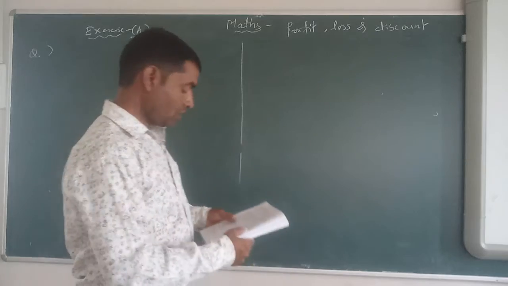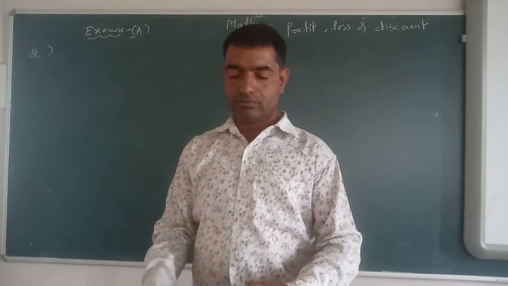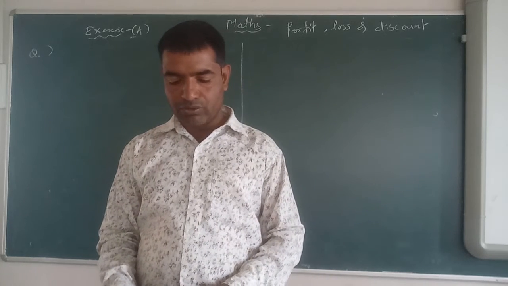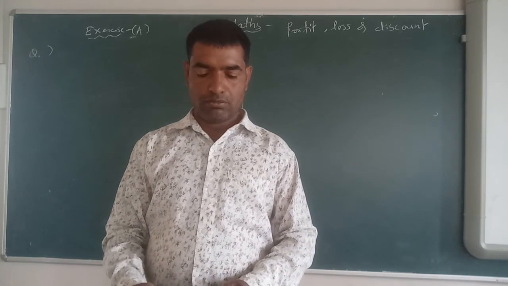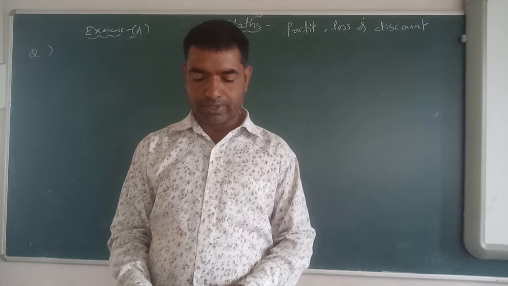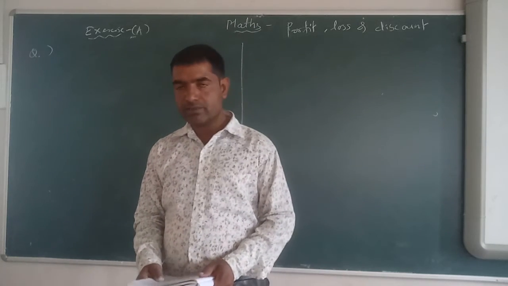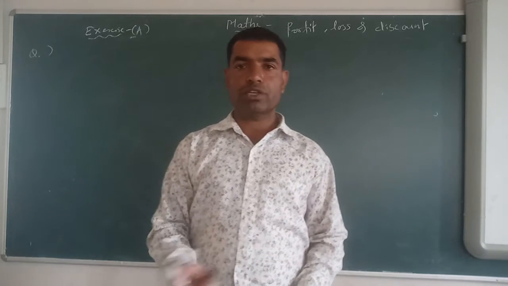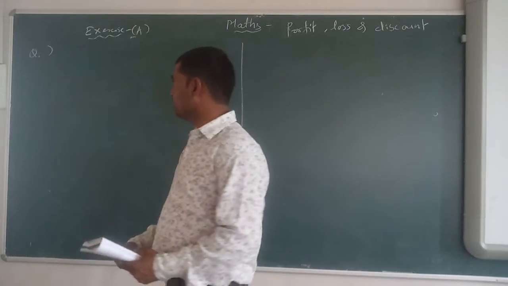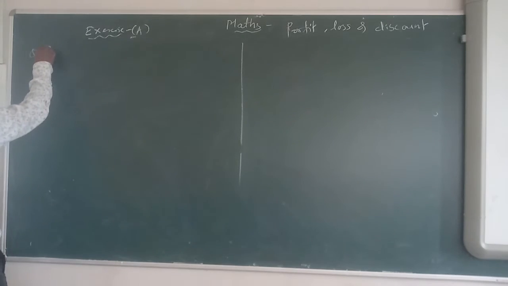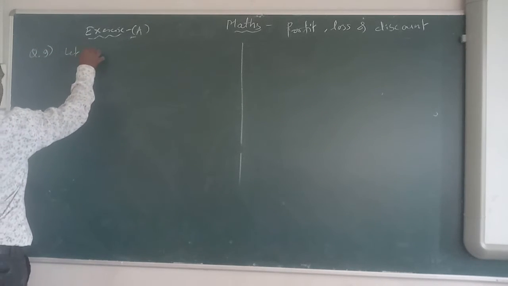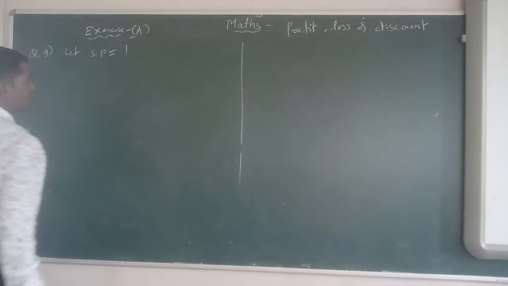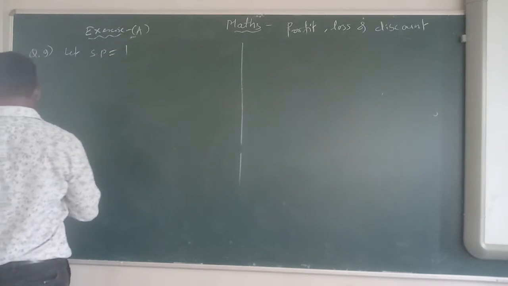Now, question number 9. The cost price of an article is 4 upon 5 times its selling price. Find the loss or gain as a percent. The CP is not given, so we will consider something. Let the SP be 1 rupee.